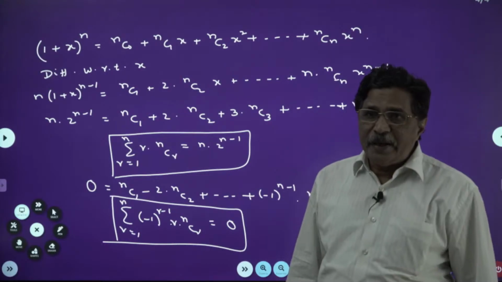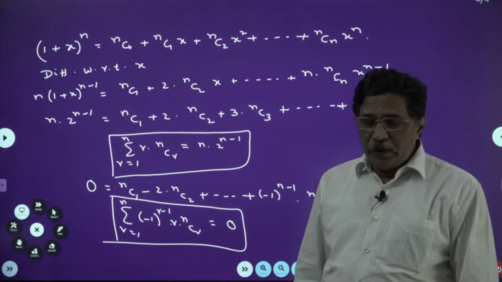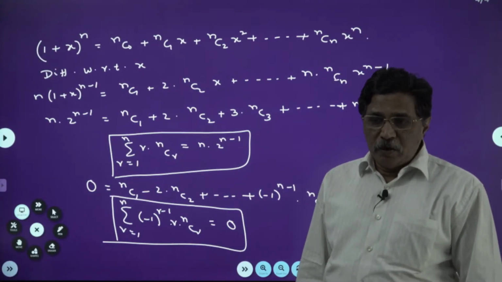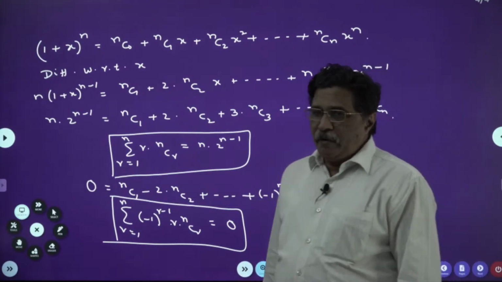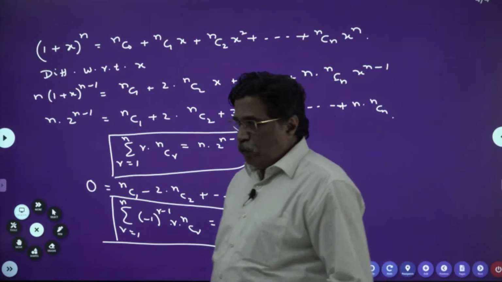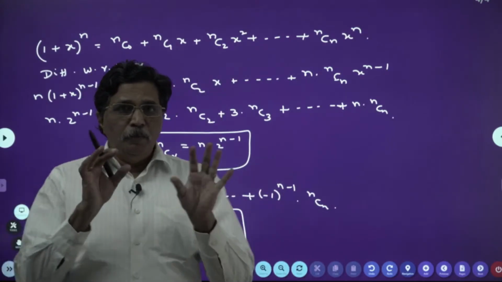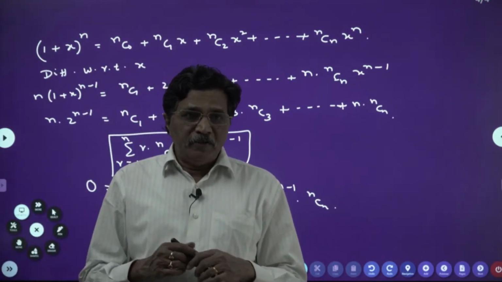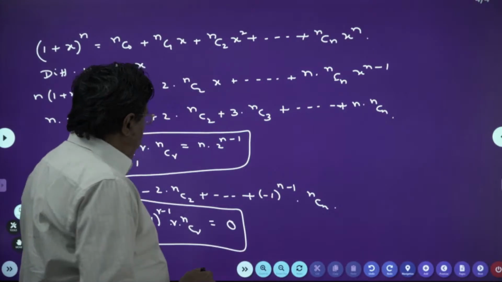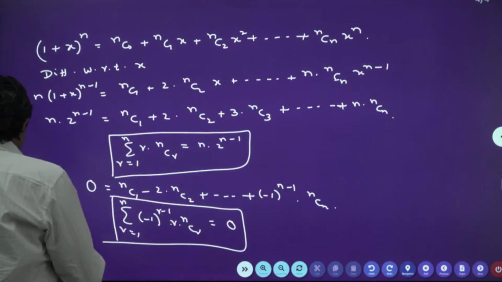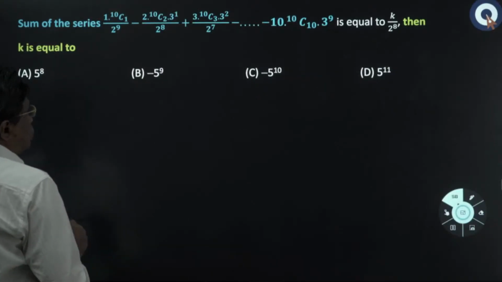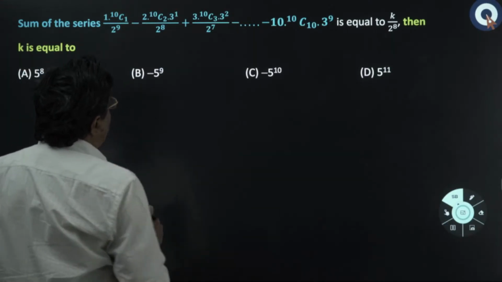Similarly, we can integrate and then put x equal to 1. We can also integrate (1 minus x) whole power n and all that. So, these are the simple results that you can just remember. Now, having said this, we shall now move on to some problems.